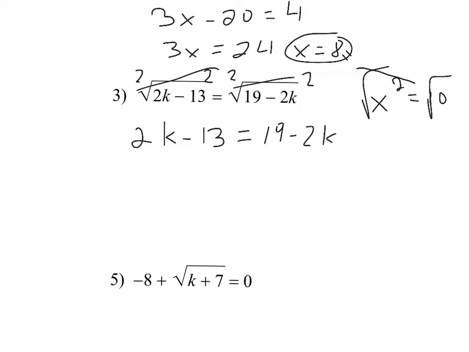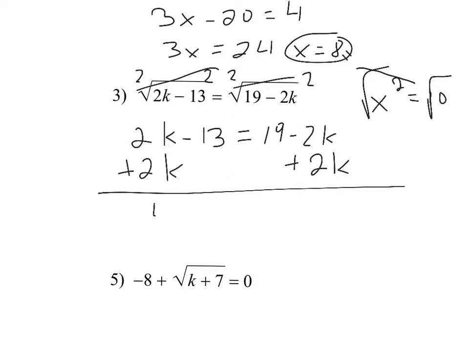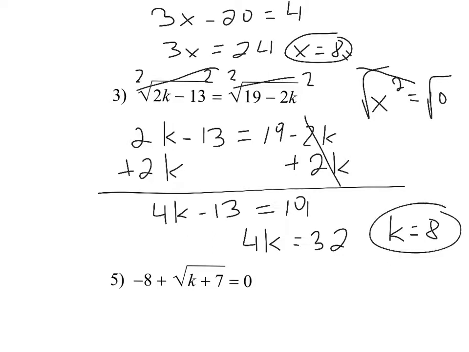Now what I can do is put variables on one side and numbers on the other side. I will do plus 2k, plus 2k. So 2k plus 2k is 4k minus 13 is equal to 19. Please remember, negative 2k and 2k cancel each other. And now add 13 to both sides. So you get 4k is equal to 19 plus 13, which is, I believe, 32. Divide by 4, divide by 4. The answer is k is equal to 8. If you check your work, it will be correct.